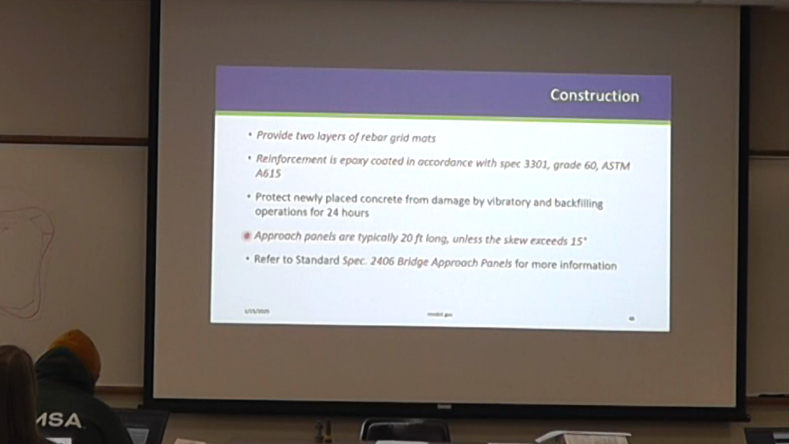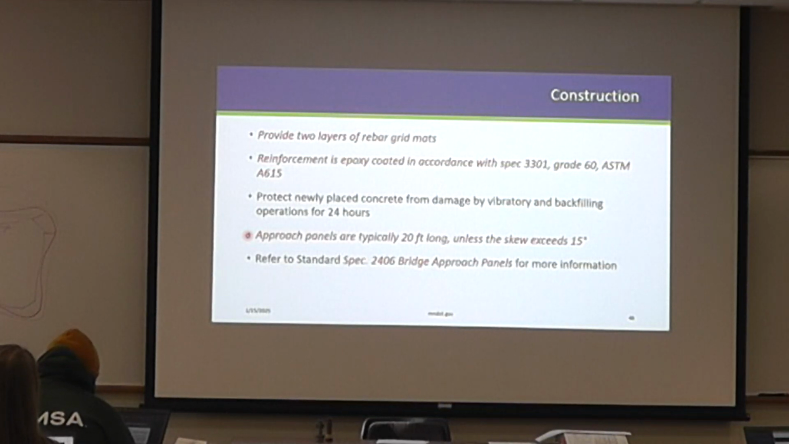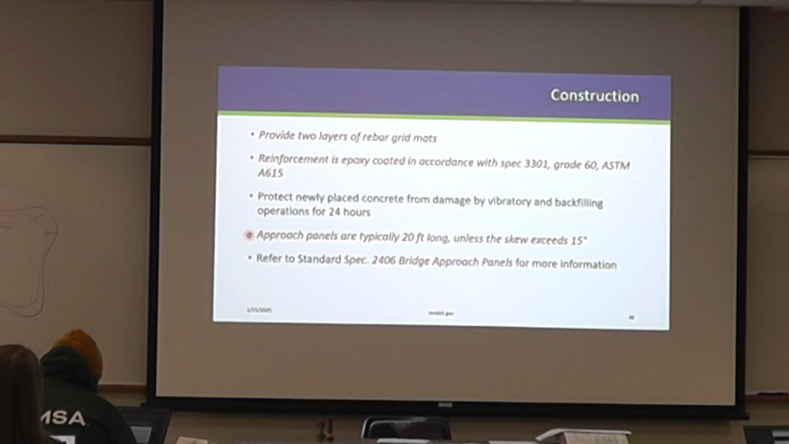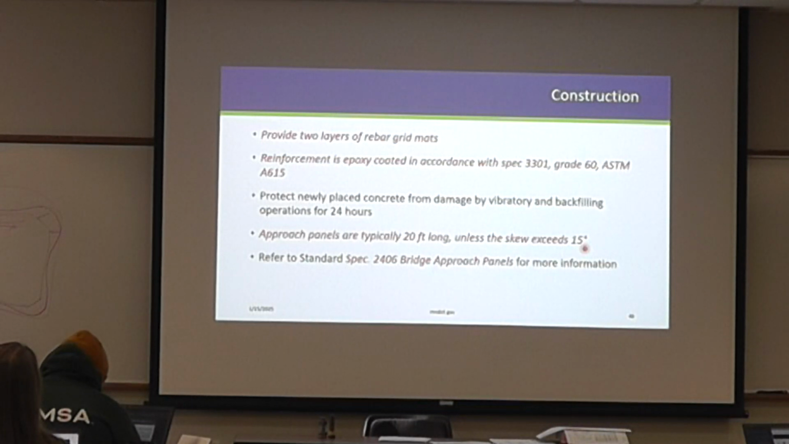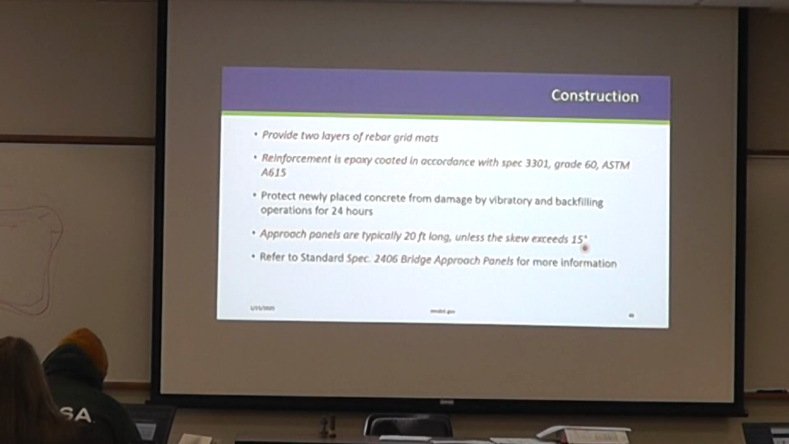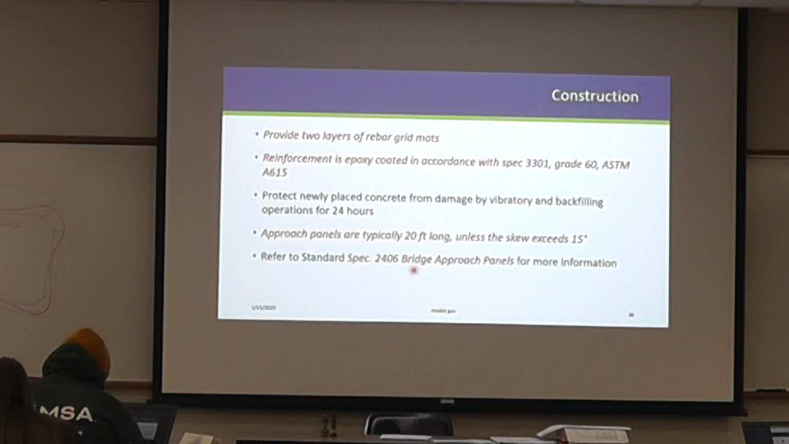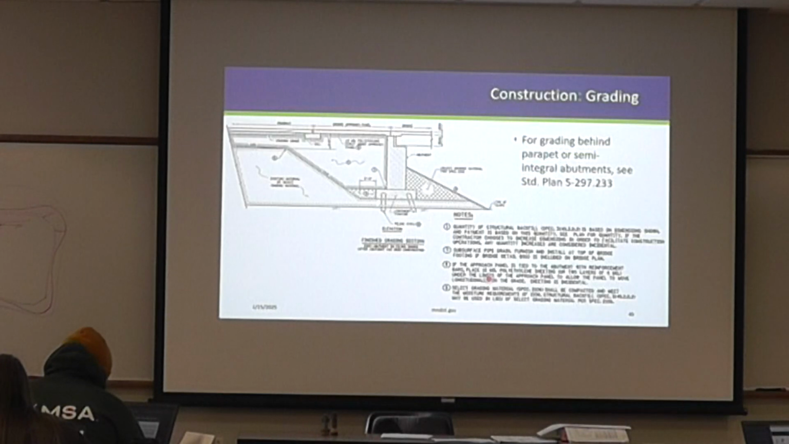And I said it earlier, but approach panels are typically going to be 20 foot long. We found that that's long enough for the transition from the roadway to the bridge without having an uncomfortable bump for the traveling public, basically. The exception to that is if the skew exceeds 15 degrees, you're typically going to have a 20 foot long skewed portion followed by a longer square portion, like the approach panel I was showing you earlier. And then standard spec 2406 covers bridge approach panels. There's a lot more information regarding their construction as well.